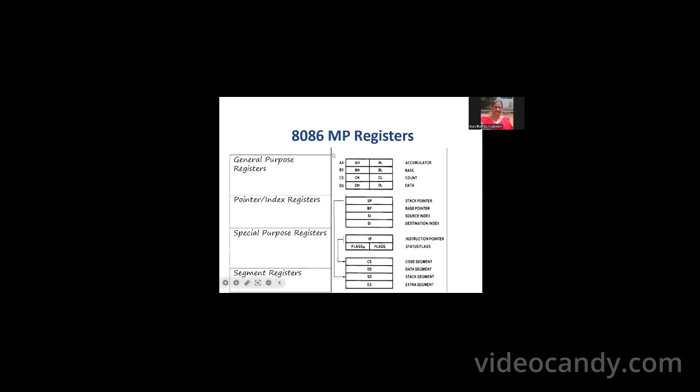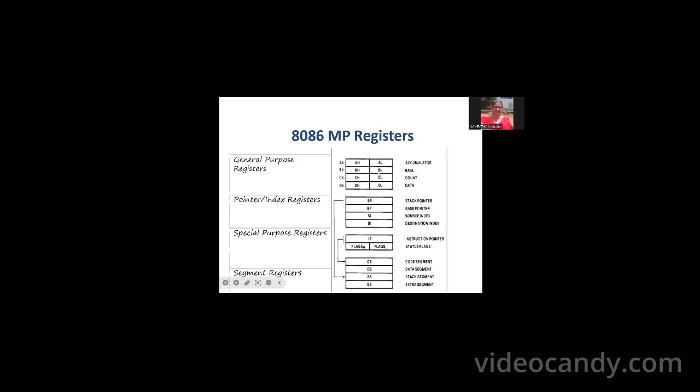Now, the various registers of 8086 are categorized into four: general purpose registers, pointer index registers, special purpose registers, and segment registers. Now, what are the general purpose registers? Here in 8086, as it is a 16-bit microprocessor, we have AX, BX, CX, DX. We can use even 8-bit: the lower 8 bits are called AL and the higher are called AH.